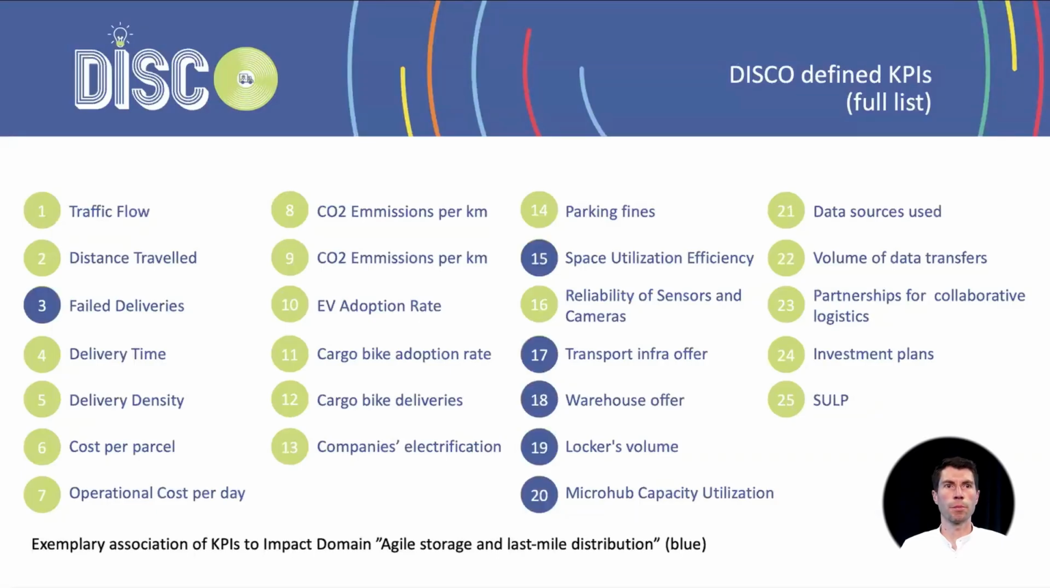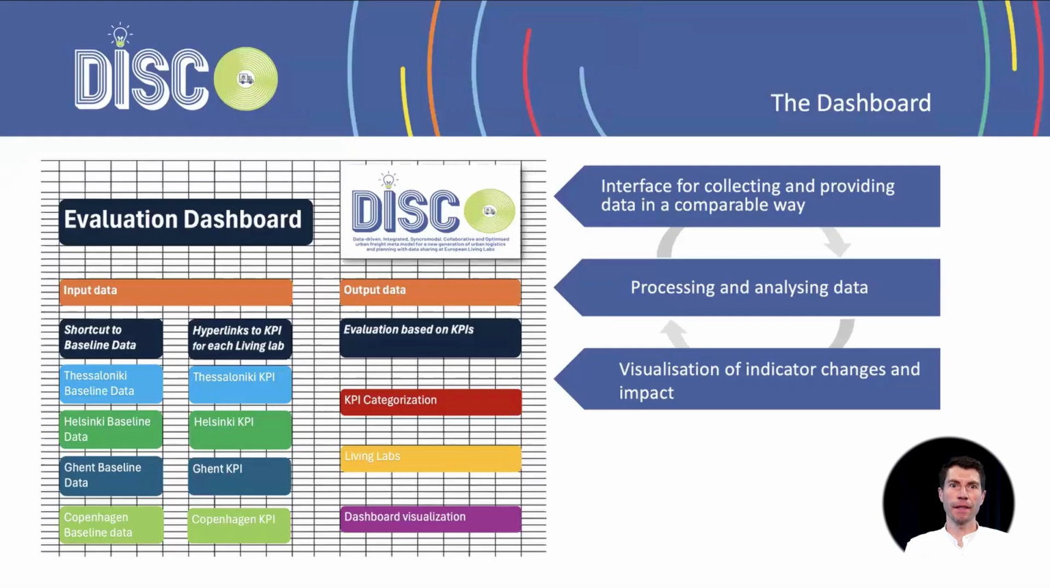One example you can see here on this slide are KPIs that are associated with the impact domain agile storage and last mile distribution. To effectively track our progress and demonstrate impact across these diverse domains, we developed the DISCO evaluation dashboard. It's a tool for collecting, analyzing, and processing data, but also for visualizing data in the project context. Please keep in mind that there will be a dedicated session on our dashboard in Unit 2.